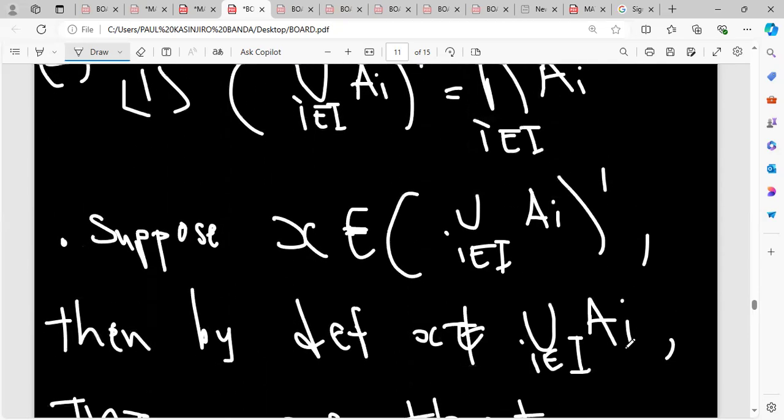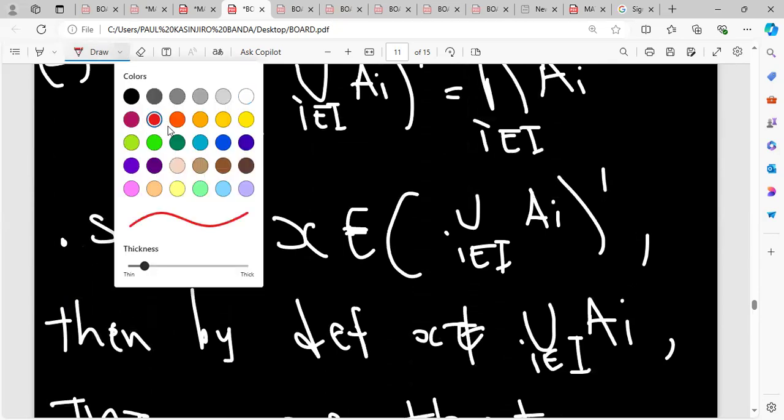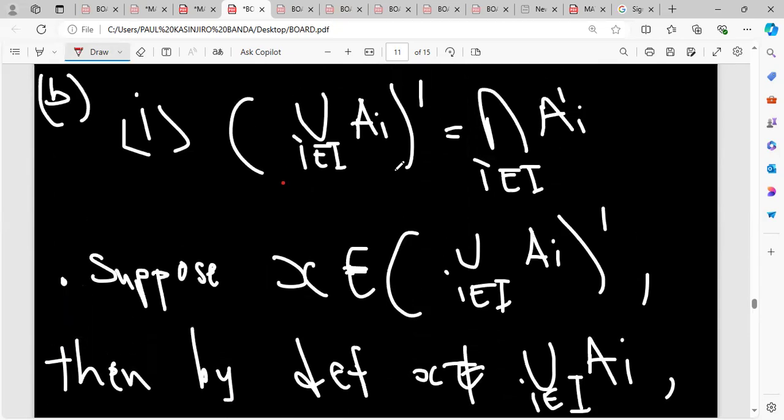Here, the proof is for the union part, eh? Okay, just wait a minute, I changed my color. Here? Yes. So the proof that you have written is for the union part. Yes, it's for the union part. It is to prove that this guy here is a subset of this guy.